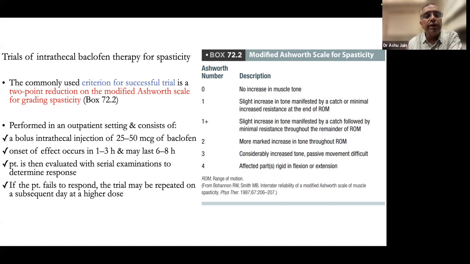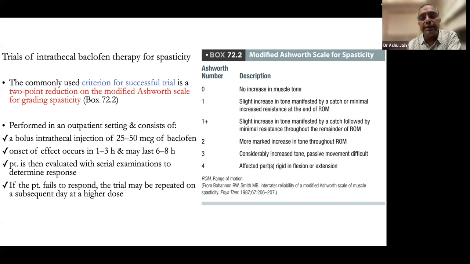But we are doing a single injection of 50 mics, and then hourly you have to do the modified Ashworth scale for spasticity. Your goal is to keep your patient at least at 1 or 1 plus. Suppose the initial spasticity score is 4, then you should not bring it below 1 or 1 plus, because you don't want flaccidity. So your score should decrease by 2. So it is 4, it should come down to at least 2 or 1, and that is your ultimate goal.